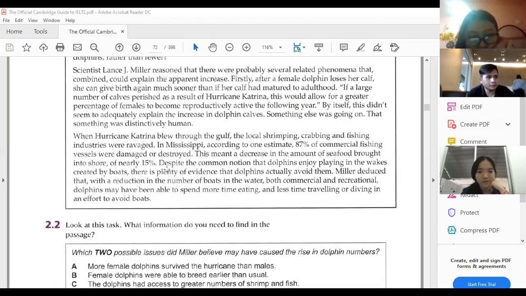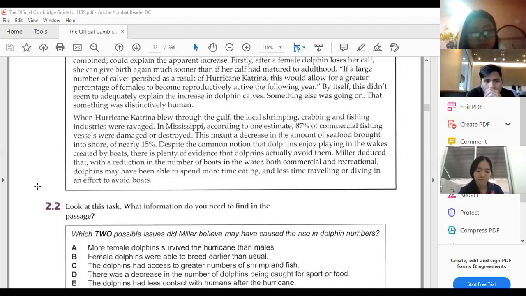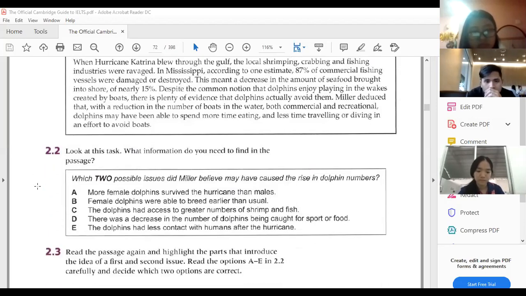So that's the whole paragraph. The second one mainly focused on female dolphins giving birth again. What about the last paragraph that might give us one more answer? So what is it?